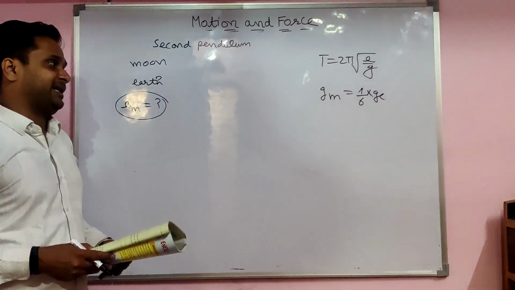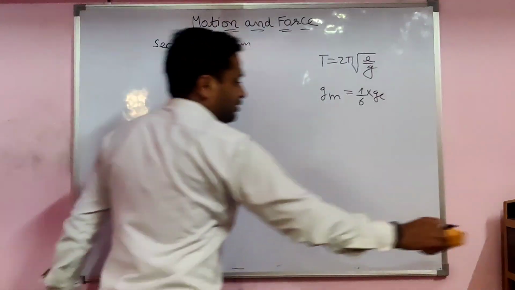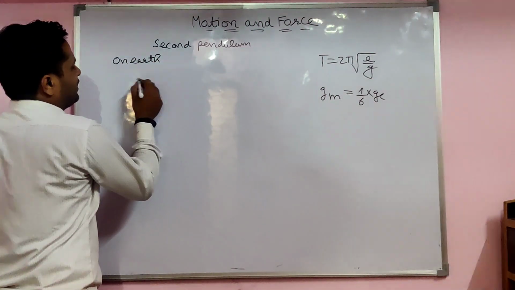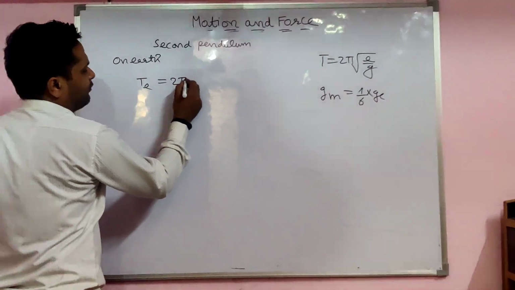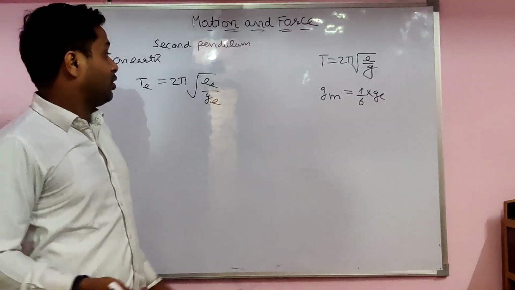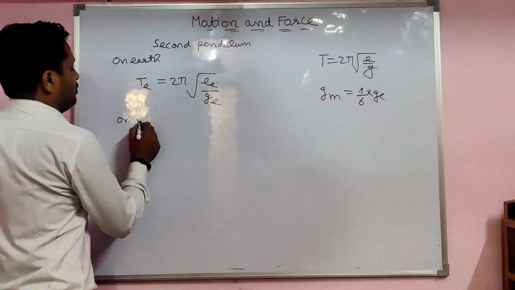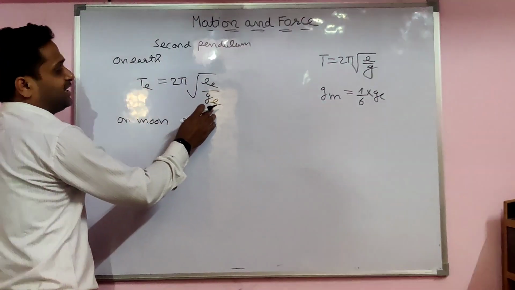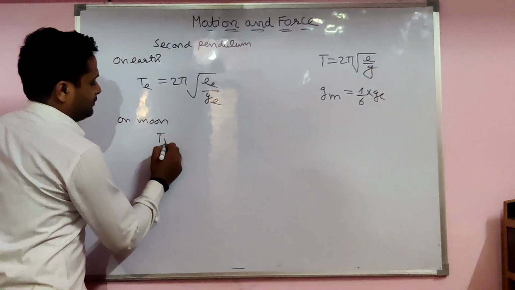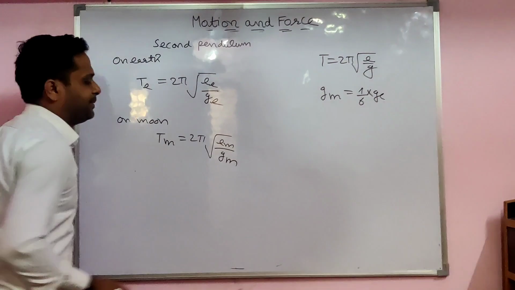How are you able to do this numerical? Yes, see there. First of all, you have to see on earth. Time period on earth, the formula is this one, 2 pi under root of length on earth upon gravity on earth. Because these all are the variables. On the moon, because gravity also changed, that's why we have to put GE, and in the moon we have to put GM. Time period TM equals 2 pi under root of LM upon GM.